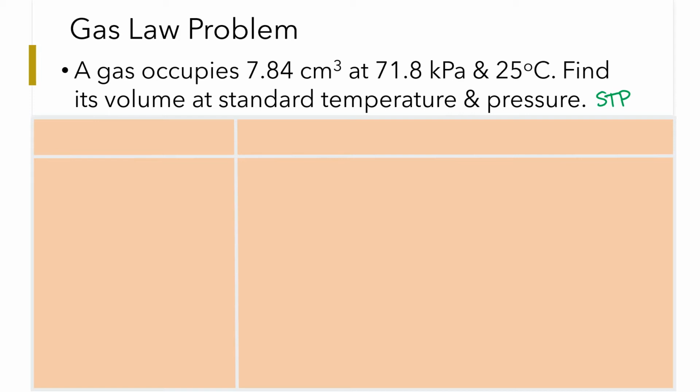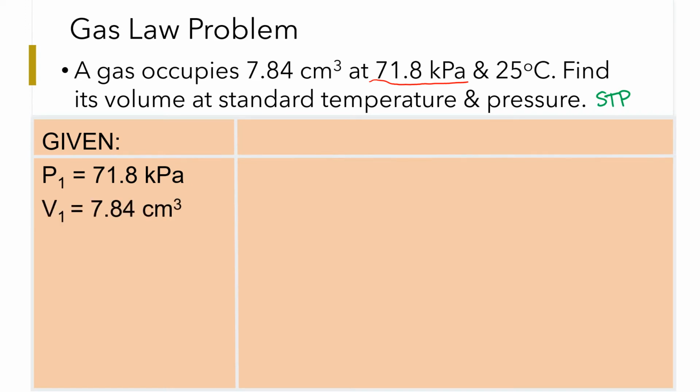So once again, just like the previous gas law problems, we're going to be listing our givens on the left-hand side in the order of the equation. So it's PVT. PVT, easy. So pressure 1 is 71.8 kilopascal. Volume 1 is 7.84 centimeters cubed. And our temperature is in degrees Celsius. Change it by adding 273, and we get 298 Kelvin.